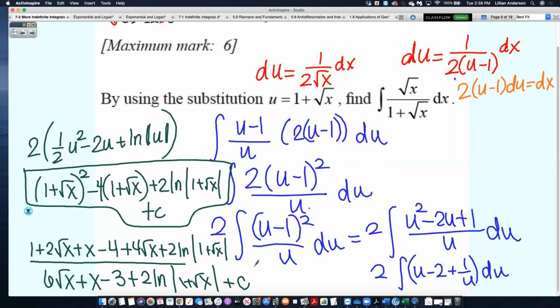Wait, how did you get to that stuff at the bottom? I foiled the 1 plus the square root of x. That's how I got 1 plus 2 square root of x plus x. And then I distributed the 4 to be -4 plus 4 root x. Combine like terms. But I could still have the first one. Yeah, if I want.